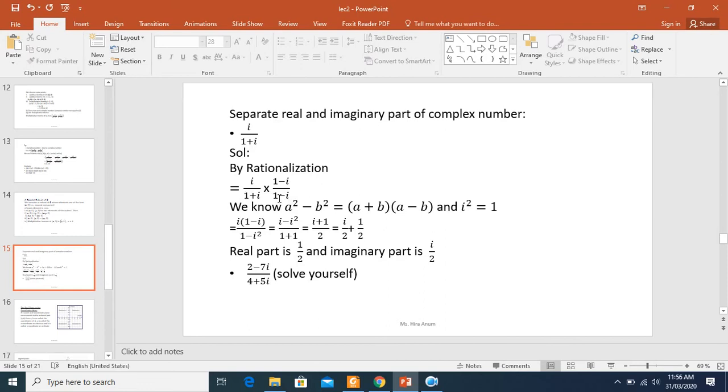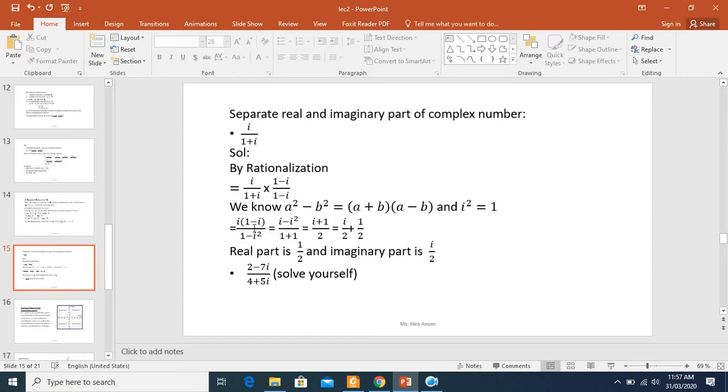Multiplying both values in the denominator, we use the formula a square minus b square equals a plus b times a minus b, and iota square equals minus 1. It becomes 1 square minus iota square. 1 square equals 1, so it becomes 1 minus iota. The numerator is iota times (1 minus iota).